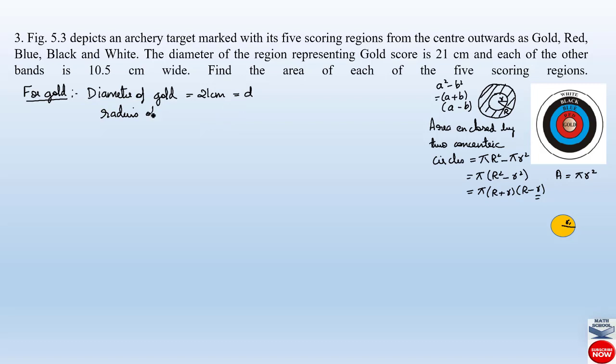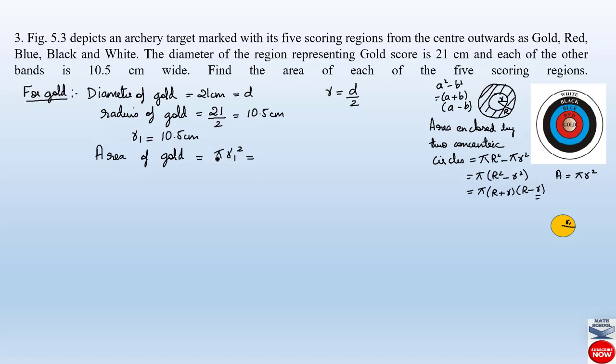So radius of gold is equal to, what is the radius formula when diameter is given? Radius is equal to diameter divided by 2. So dividing 21 by 2, we get 10.5 centimeter. So the radius of the gold region is 10.5 centimeter, therefore R1 is equal to 10.5 centimeter. Now let us calculate the area of the gold region. Area of gold region is equal to pi r square. Instead of r square, I am taking R1 because here the radius of the gold region is R1. So I am taking pi R1 square.